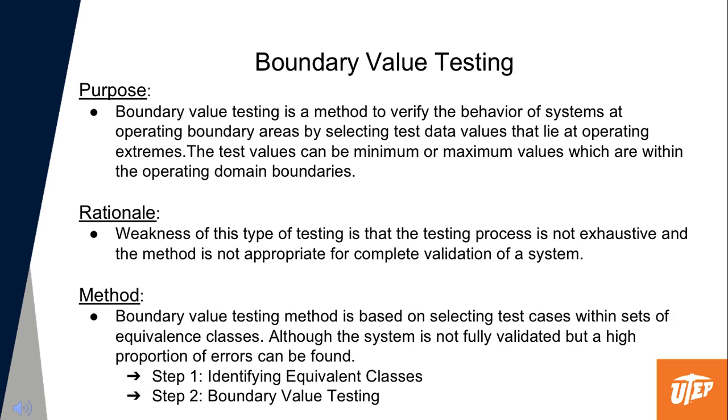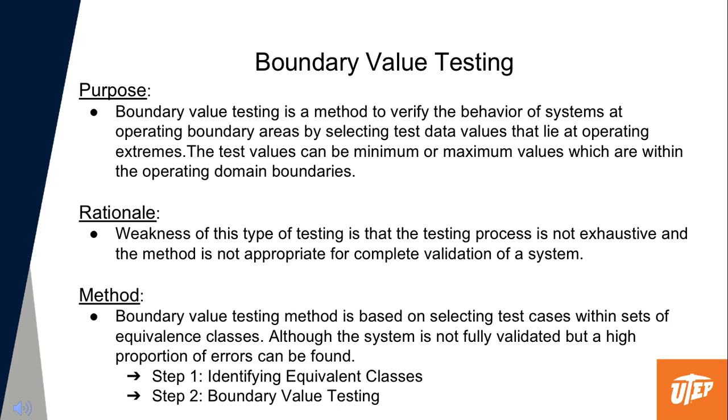Rationale. The objective of this method is to test systems at boundaries of the operating domain where a substantial number of errors tend to concentrate. Generally, this method is applicable to software, embedded systems, and systems that contain some software components. The weakness of boundary value testing is that the testing process is not exhaustive and the method is not appropriate for complete validation of a system.